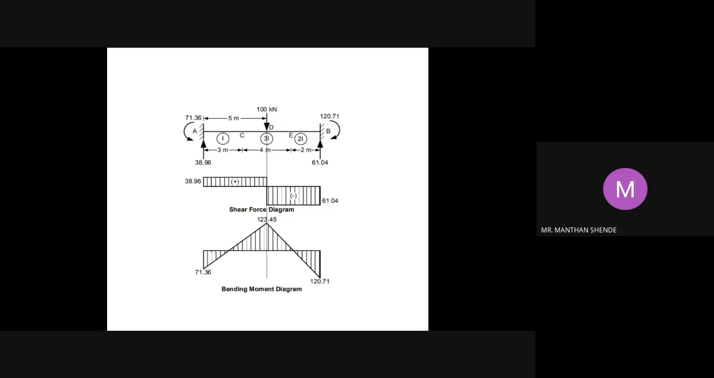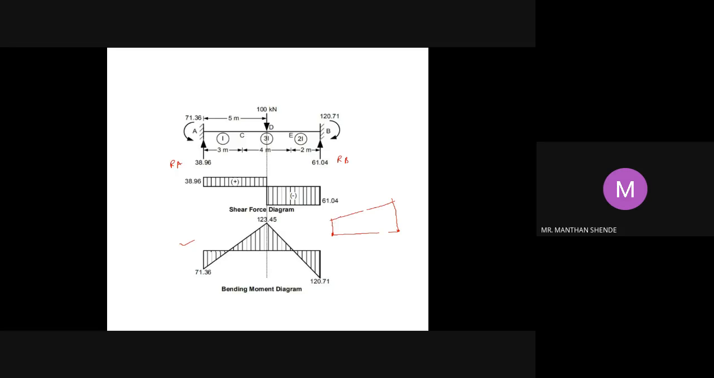Either you can plot this net bending moment diagram. You find out the reactions, you have the moment, you find out the reaction RA, you find out the reaction RB. After getting these reactions, you can plot the shear force diagram and you can plot the bending moment diagram. Either you can plot the bending moment diagram like this. The bending moment at A is 71.36 and bending moment at B is 120.71. So this is your end moment diagram.